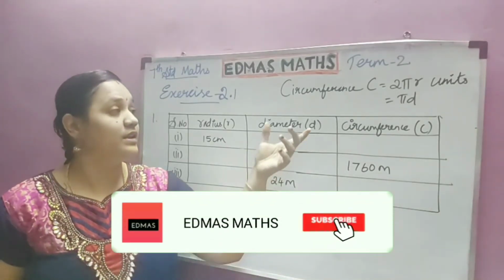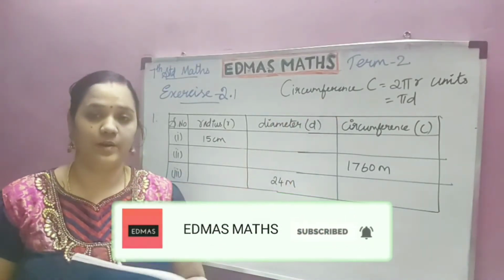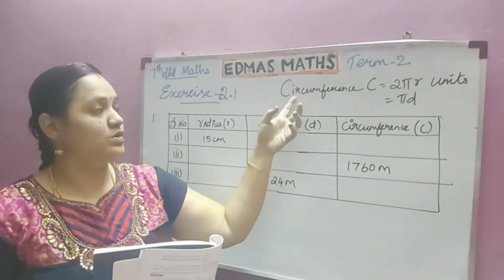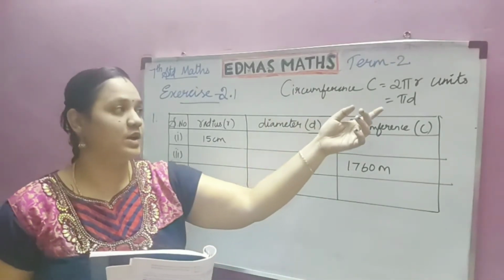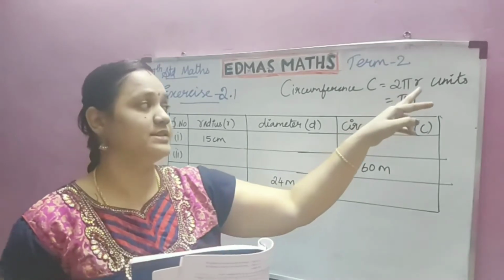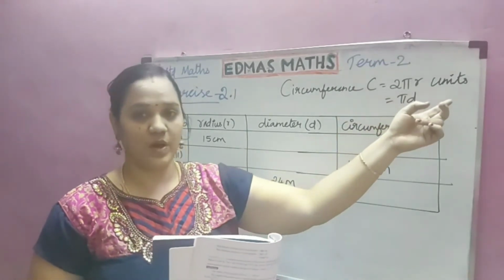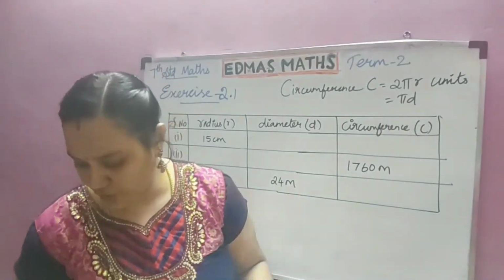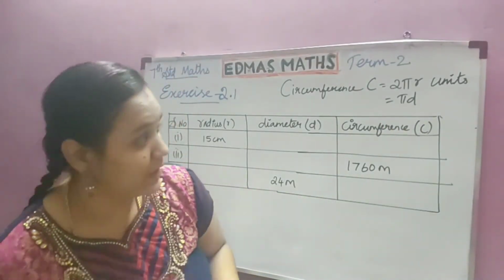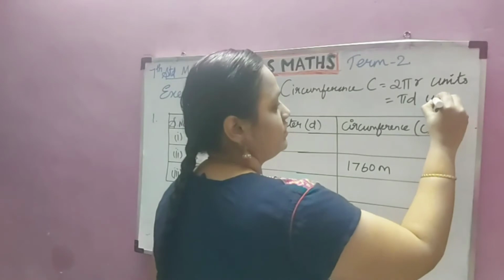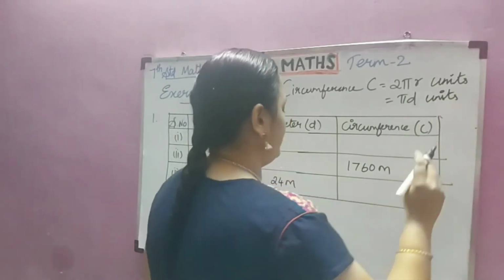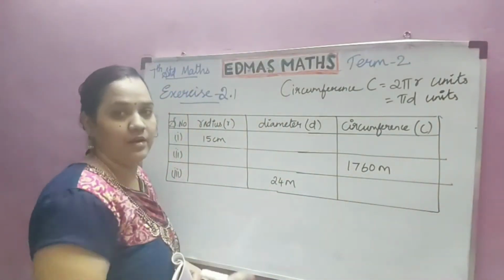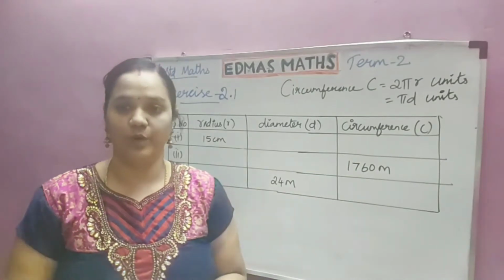Now I have written the circumference formula for your reference. So circumference C is equal to 2 pi r units. If radius is given, we have to use this formula, and if diameter is given, we have to use the second formula. Here also I have to write units. Units means meter, centimeter. You should mention the unit properly.